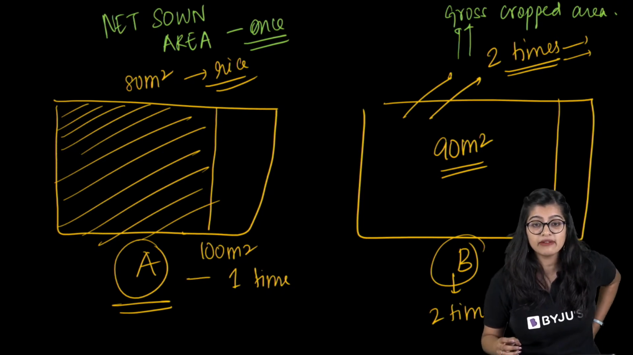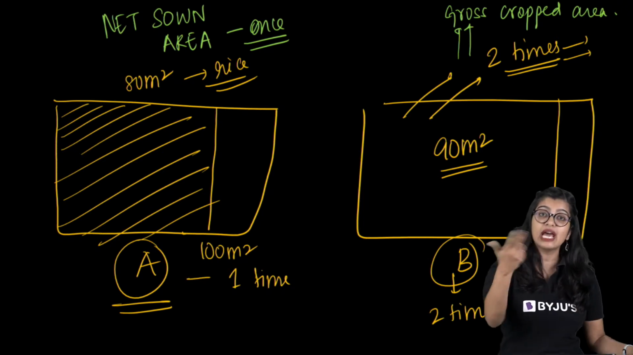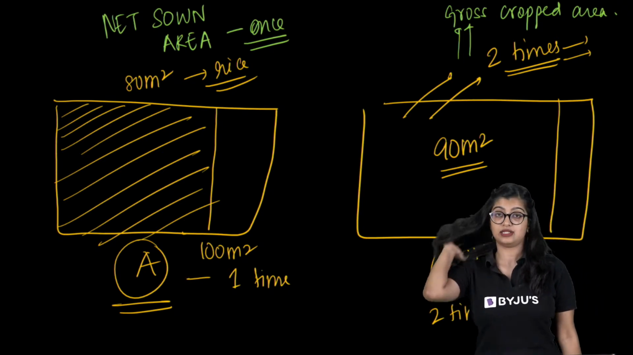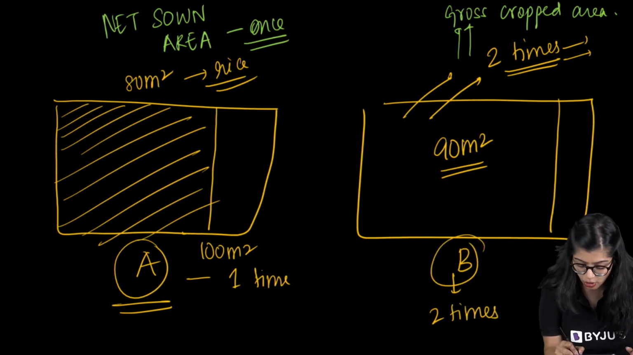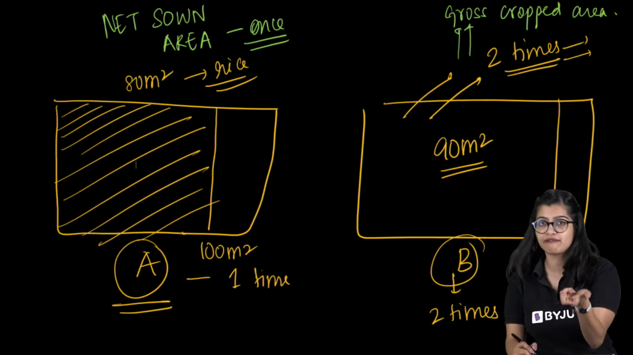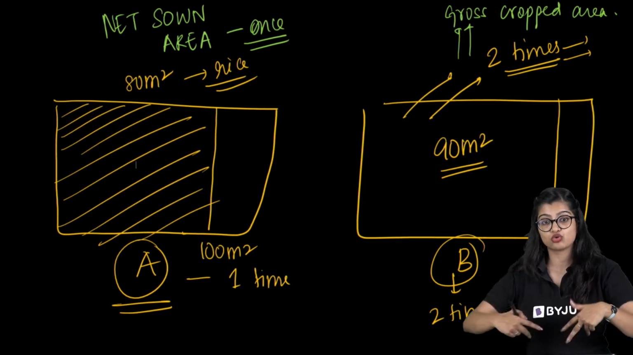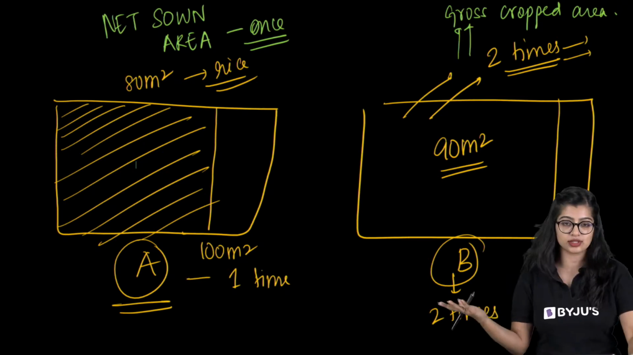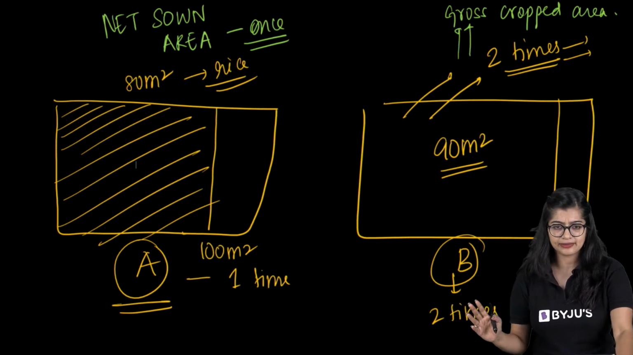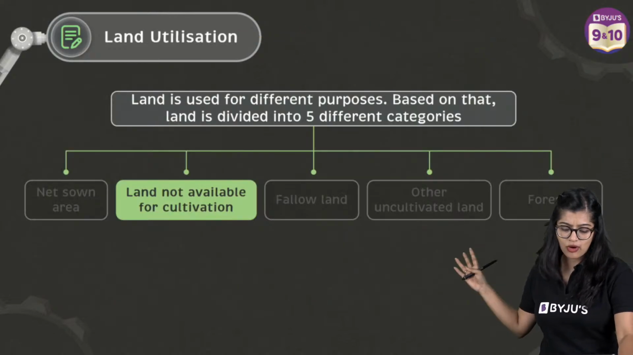Ma'am, in mixed cropping, we do it 2 times a year. So if it is 2 times a year in mixed cropping, there are 2 things. If I grow 2 plants, but I grow it only once, it will be in net sown area. But if I grow 2 plants twice, then it will be gross cropped area. It's as simple as that. Okay? Now let's move on to the next one.